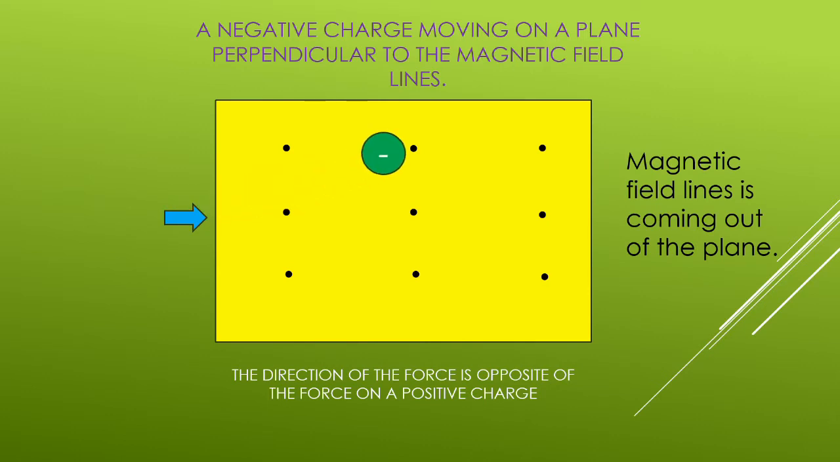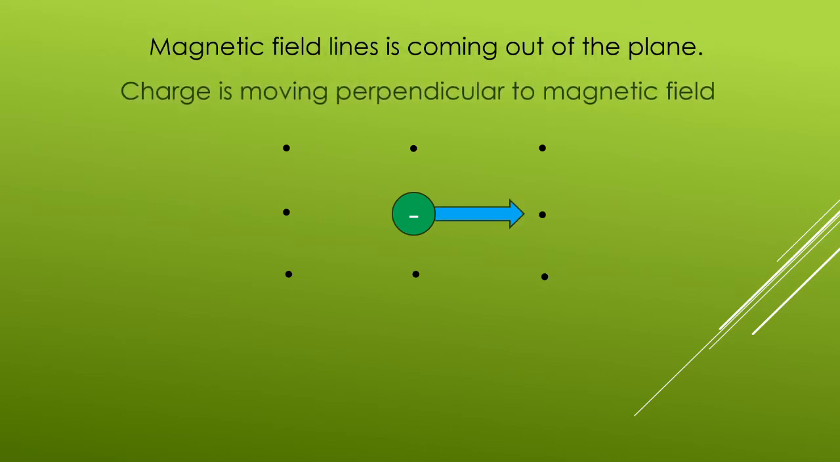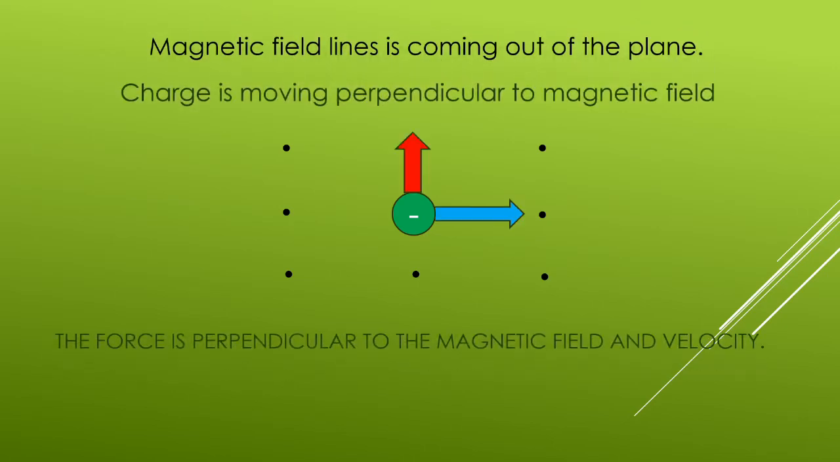When a negative charge is moving in a magnetic field, the force acting on it is opposite to that acting on a positive charge. The force is still perpendicular to the magnetic field, and the initial direction of travel.